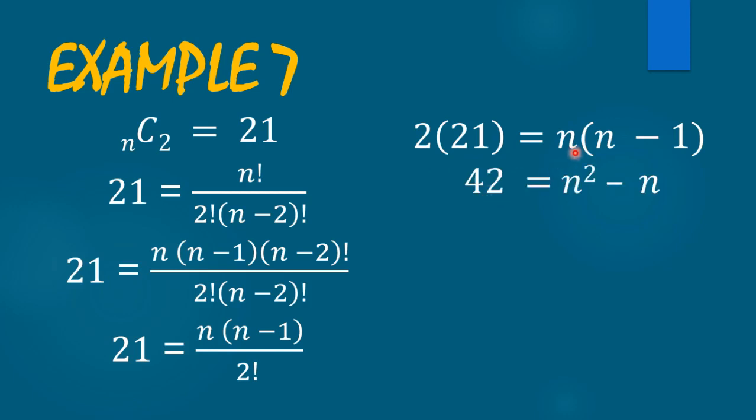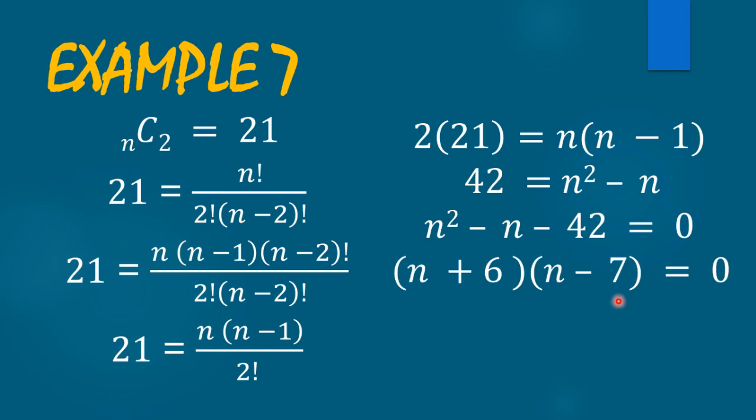And then we distribute our n with the binomial (n minus 1). n times n is n squared, and n times negative 1 is equal to negative n. Then we need to form a quadratic equation by adding negative 42 to both sides. So we'll have n squared minus n minus 42 is equal to 0. There are different ways of finding the values of n, but let us use the factoring method. The factors of n squared minus n minus 42 are (n plus 6) and (n minus 7).